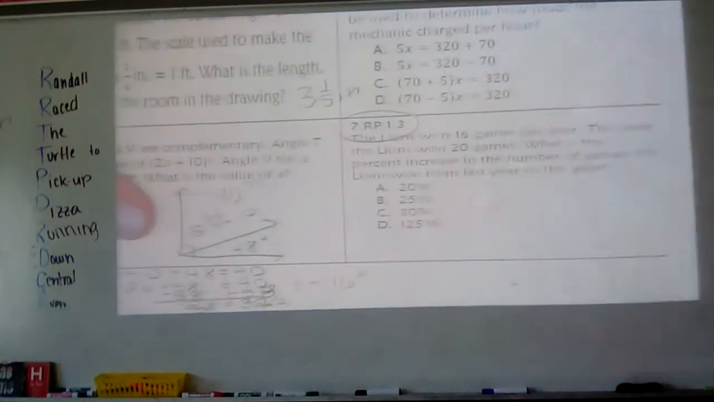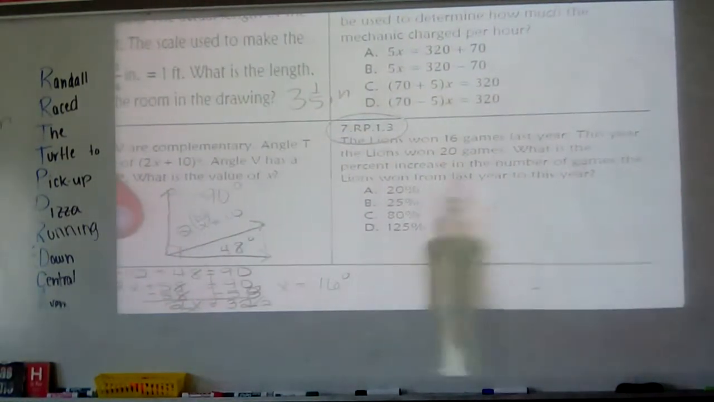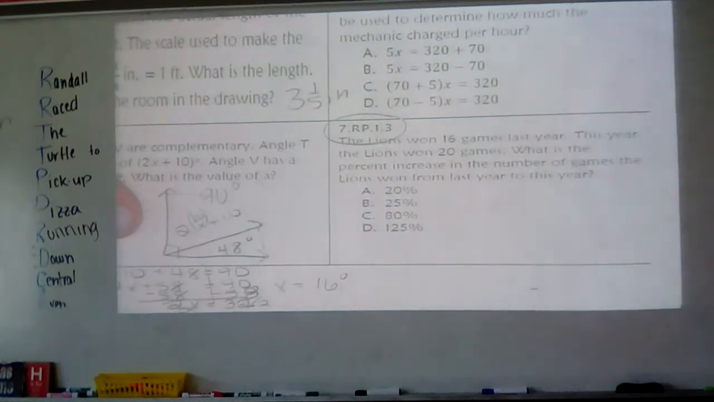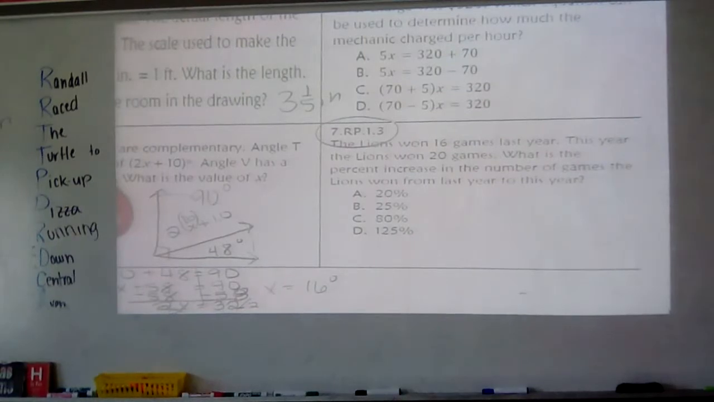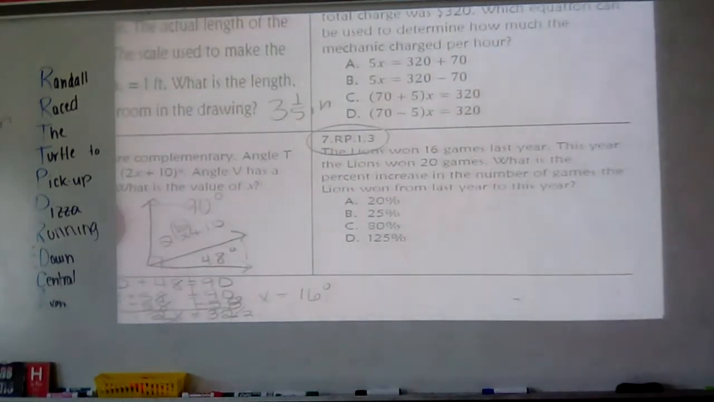Finally, my last one, which is also ratios and proportions. The Lions won 16 games. This year they won 20 games. What's the percent of increase? So if you remember the rap that we watched on YouTube, take the old and the new, subtract the 2, put it over the original and make a fraction. Then we change the fraction to a decimal and then change to a percent.